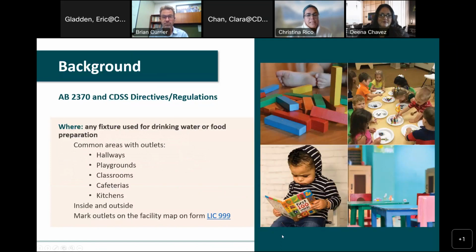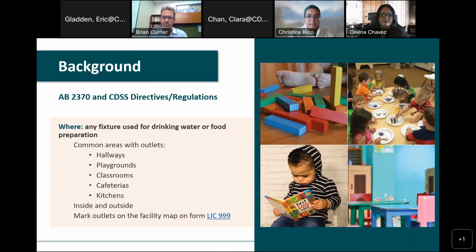Where within a facility is testing required? Well, any fixture used for drinking water or food preparation must be sampled regardless of where it is within the property. Common areas that have water outlets include hallways, playgrounds, classrooms, cafeterias, and kitchens. The center must identify all the fixtures in these areas on the facility map, which you can use Form LIC 999, as this form is a pre-formatted grid styled to draw buildings, classrooms, play areas, and any other spaces on the property that have water outlets.